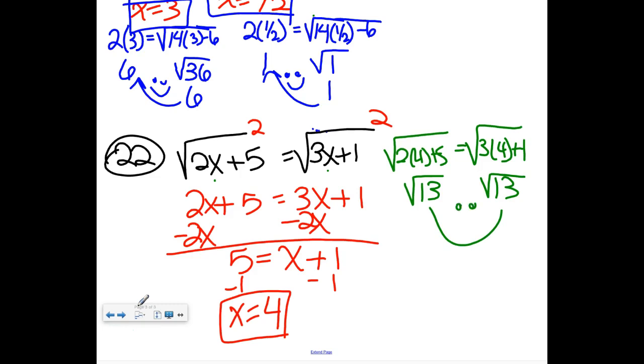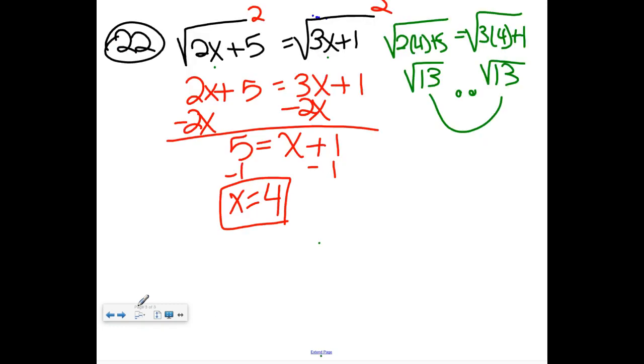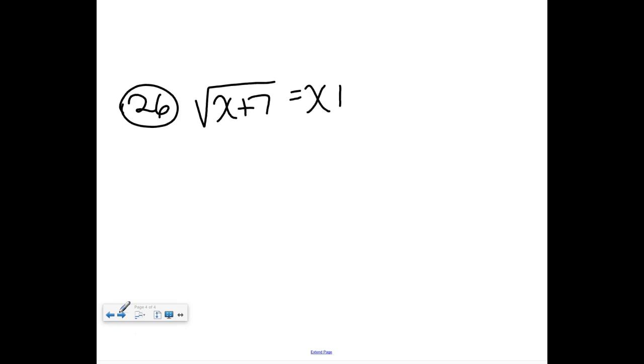All right, the last one I'm going to do, and then I'm going to be done talking. I think it's the trickiest one, hence why I'm doing this one for you. The last one I want you guys to look at is number 26. Okay, I'm going to go on to another page. All right, so if everybody looks at number 26, we have the square root of x plus 7 equals x plus 1.